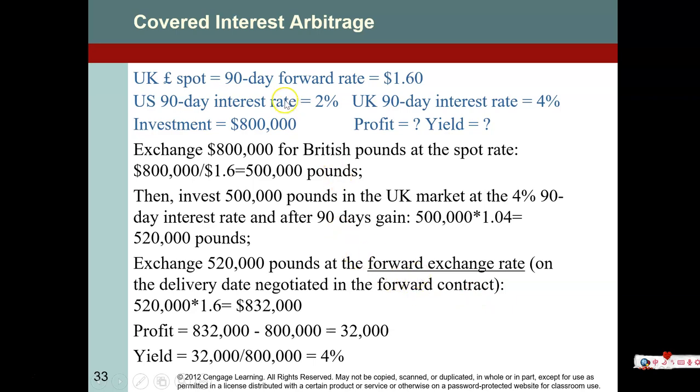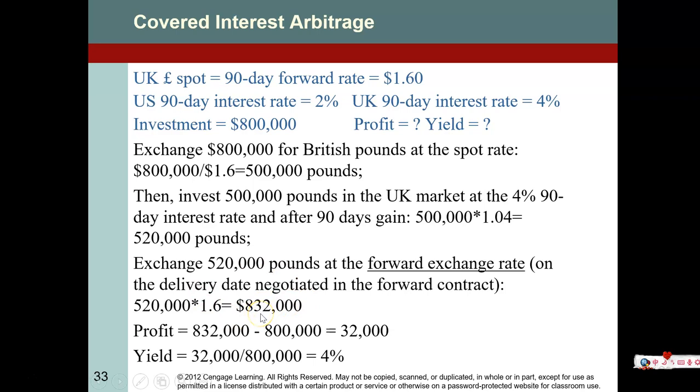Okay, because we know the 90-day forward rate is 1.6 US dollar, we can use this 520,000 multiplied by 1.6, which is equal to 832,000 US dollar. When we exchange pounds back to US dollar, we can use this locked-in forward exchange rate. So now we are not afraid that the exchange rate will decrease. We're locked in at this rate of 1.6, so we can have 832,000 US dollar as our final gain, as our ending balance.